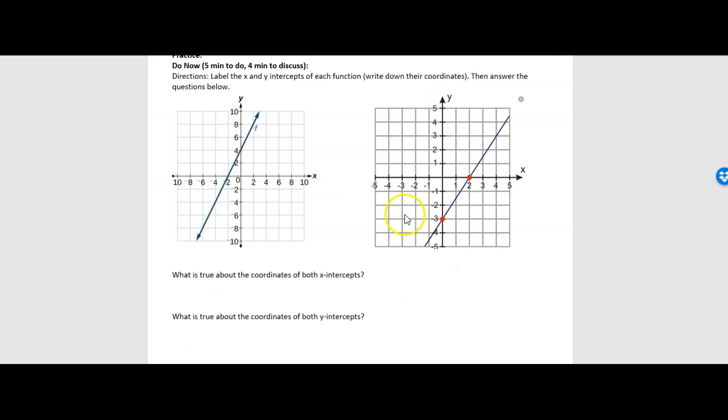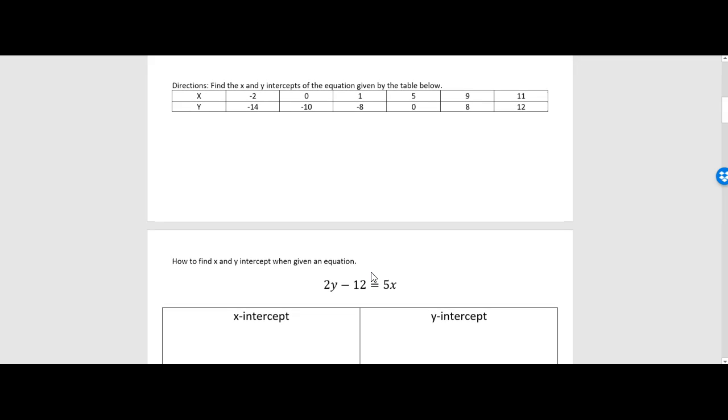Let's look at another representation. Let's look at a table. It says find the x and y-intercepts of the equation given by the table below. This time you don't get to see where it crosses on the graph, but you can figure that out from the table. Pay attention to the two things we wrote down above and see if you can find both the x-intercept and the y-intercept.